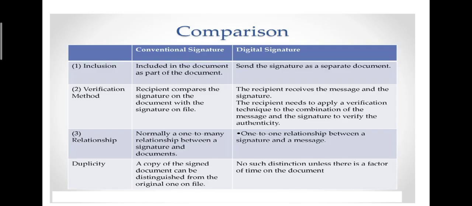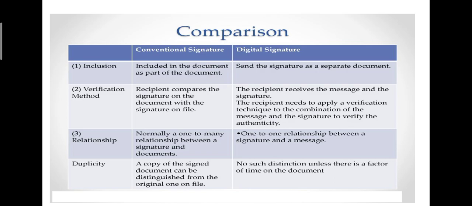So, comparison of the conventional signature with the digital signature. The first one is inclusion. In a conventional signature, the signature is included in the document as a part of the document, and in the digital signature, we send the signature as a separate document. The second one is that the verification method is different. In a conventional signature, the recipient compares the signature on the document with the signature on file, but in the digital signature the recipient receives the message and the signature. The recipient needs to apply a verification technique to the combination of the message and the signature to verify the authenticity. And the third one is relationship.